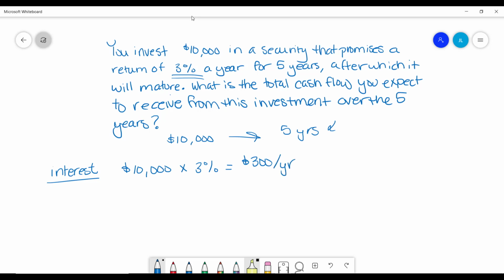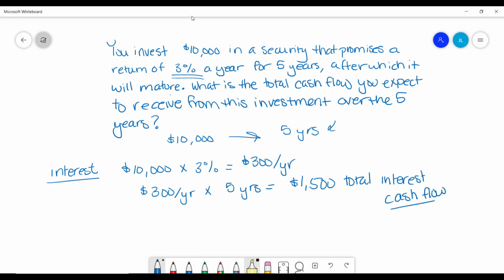But how many years is this investment? It's 5 years. Okay, so we take that $300 a year and we multiply it by 5 years. And what's 300 times 5? That gives us $1,500 in total interest. But we can't say, okay, $1,500, that's the cash flow coming in.